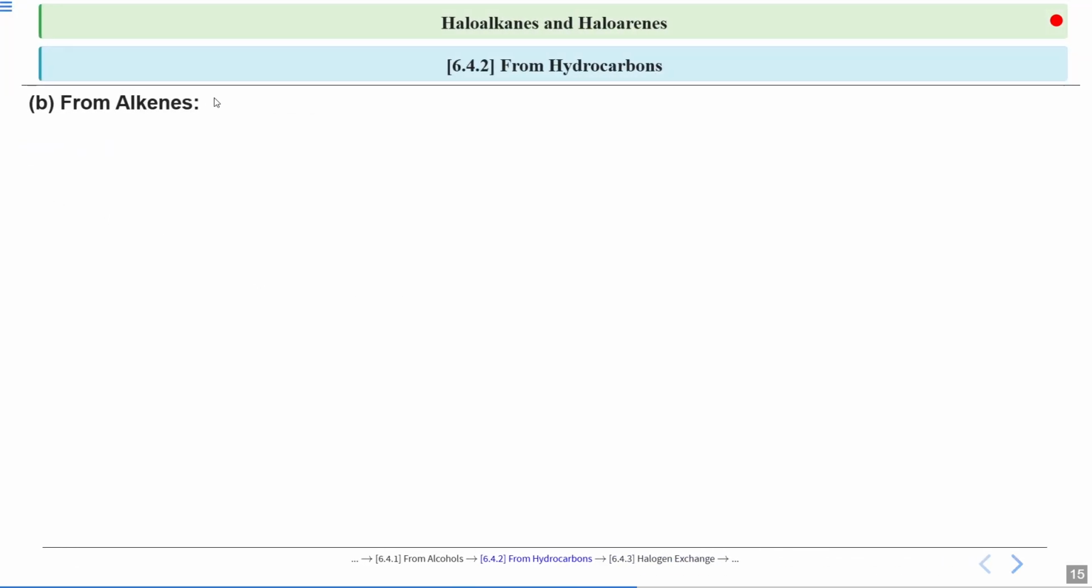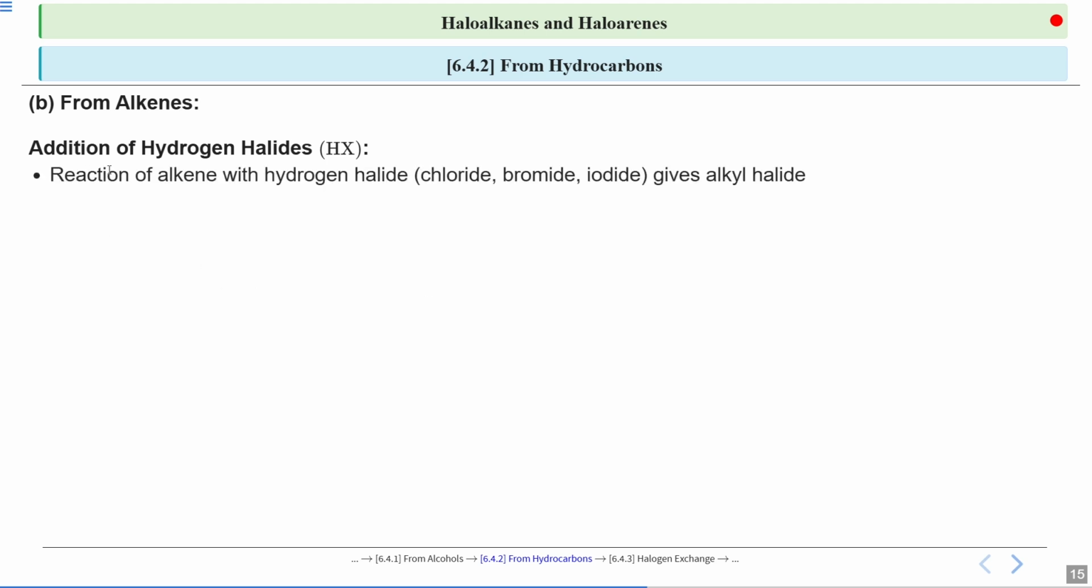Next, let's talk about how you can get haloalkanes from alkenes. Addition of hydrogen halide: first, you can add the hydrogen halide, that is HX, to the alkenes. Alkenes are hydrocarbons in which there is a double bond between two carbons, right? So the reaction of an alkene with a hydrogen halide, where the halogen is chlorine, bromine or iodine, is going to give you your alkyl halide. You simply have to react the alkene with the hydrogen halide and you are going to get alkyl halide.